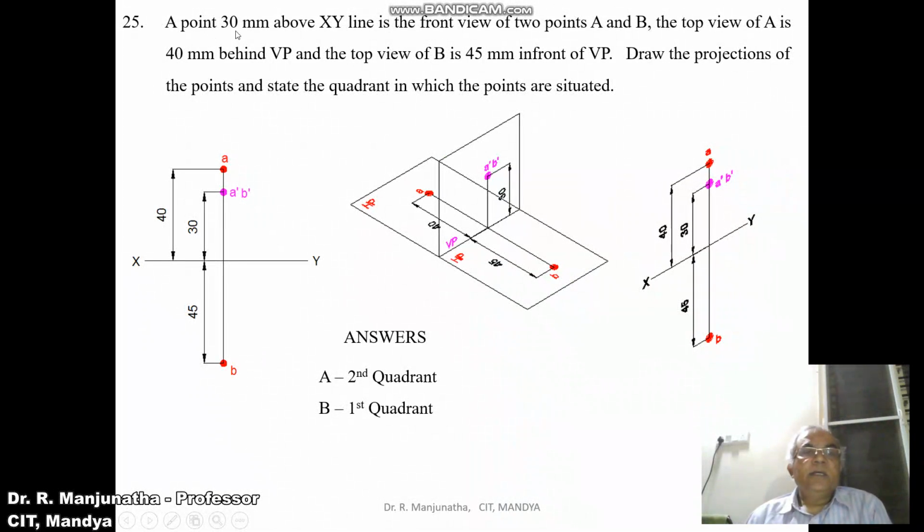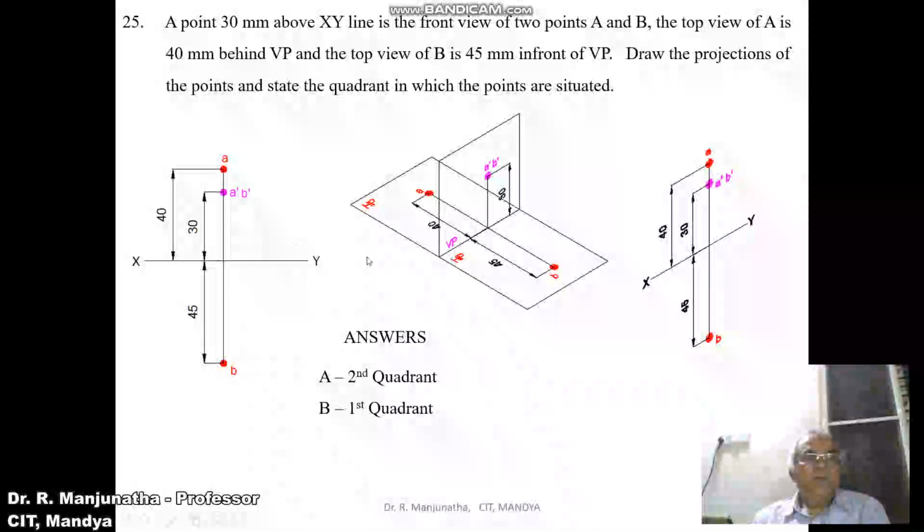A point is 30 mm above XY line is the front view of 2 points, capital A and capital B. The top view of A is 40 mm behind VP and the top view of B is 45 mm in front of VP. Draw the projections of the points and state the quadrant in which the points are situated.